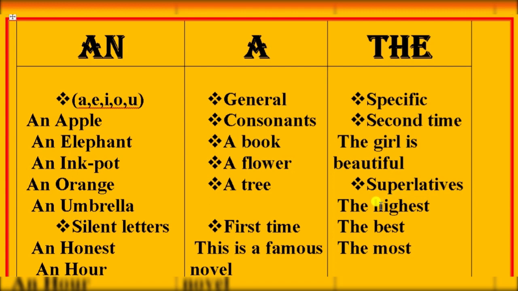There are three degrees in English: positive degree, comparative degree, and superlative degree. With the superlative degree we can use the highest, the best, the most. For example, he is the best by far. She is the most beautiful girl, right? Like this: the highest, the lowest, the best, the most, the biggest, the leanest. We use superlatives with the definite article the.